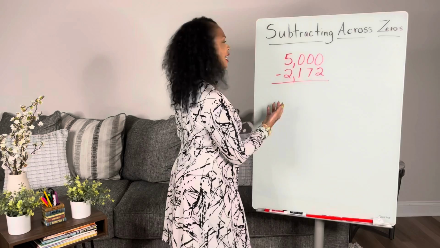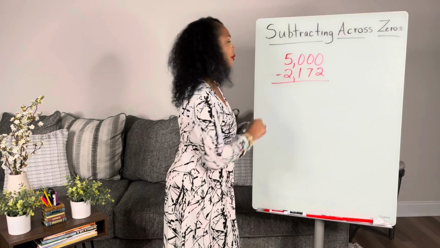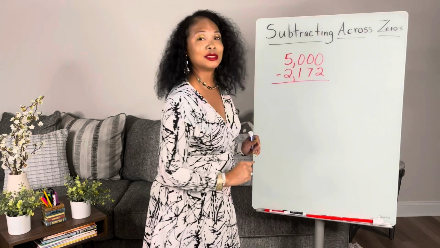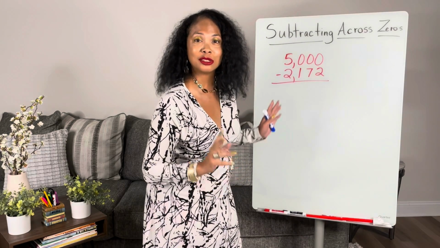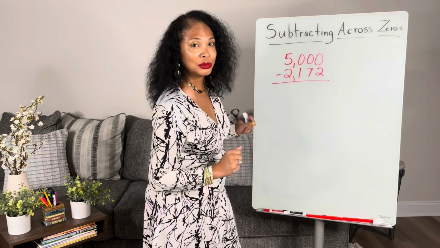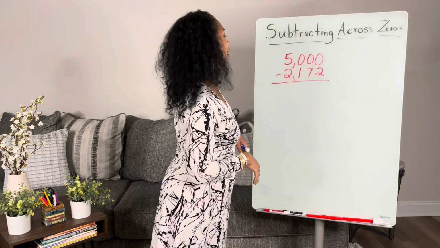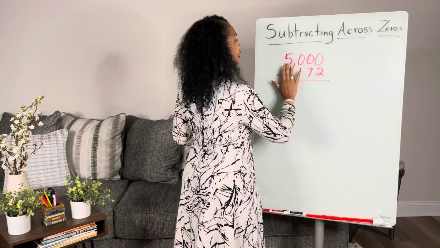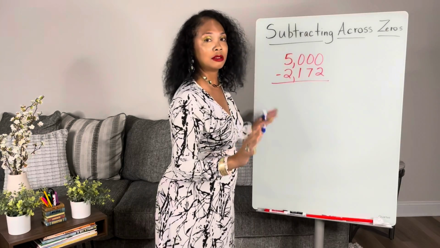Today we are subtracting across zeros. I already have a problem written down here: 5,000 take away 2,172. Now let's look at our number very carefully. We see in 5,000 there are 3 zeros.